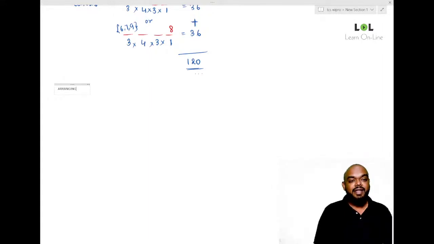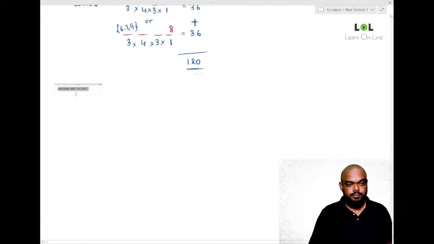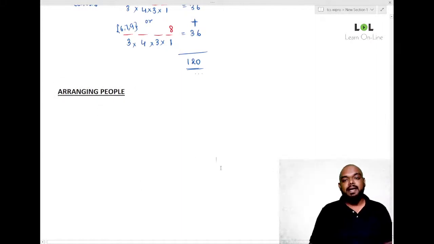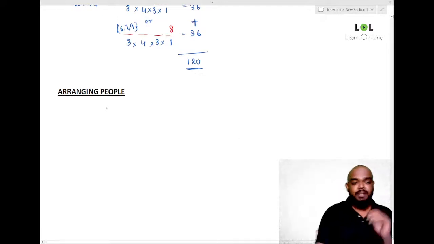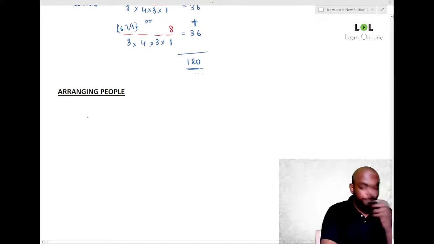Arranging people. Observe, another interesting concept, arranging people. How do we get questions on this? There'll be different cases here as well. What about forming words? Chandana, after arranging people, we will do forming words.